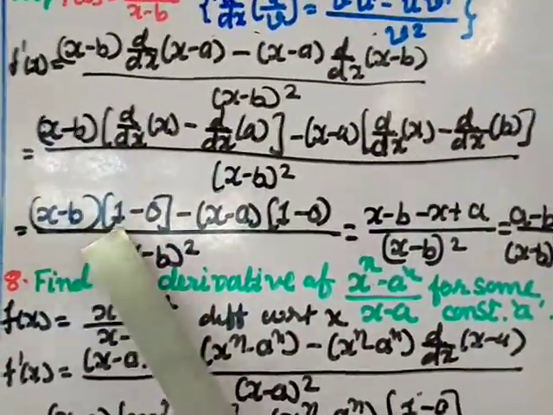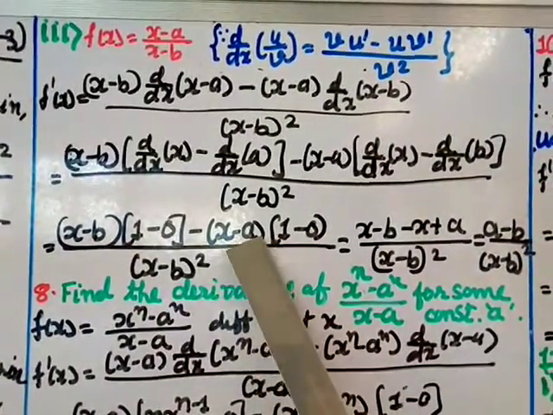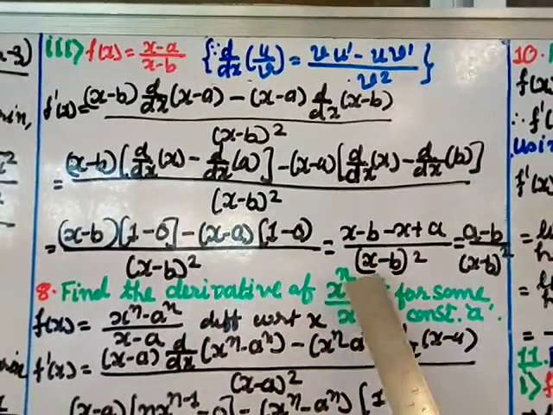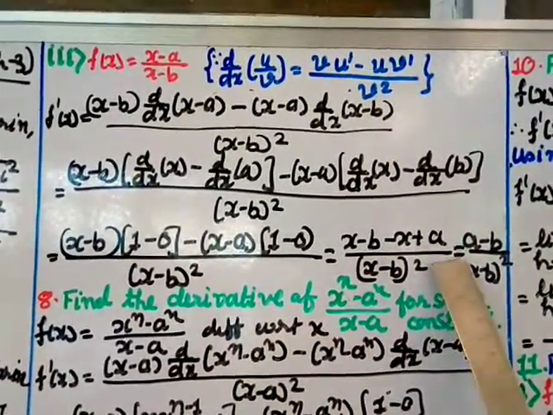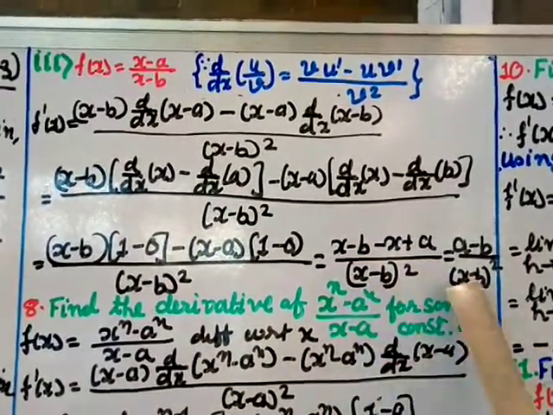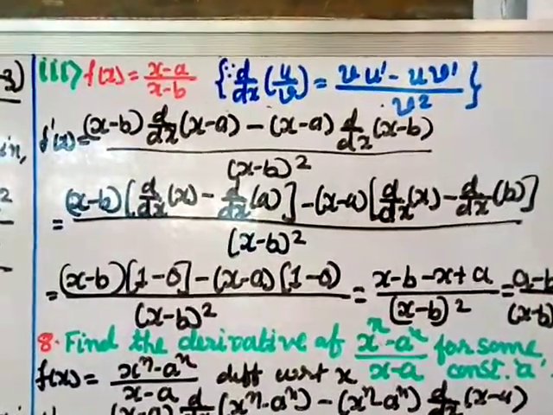So here 1 into x minus b, so you get x minus b, minus 1 into x minus a, so you get minus x, and this minus a becomes plus a. Denominator x minus b whole square as it is, equal to x minus x cancels, here a minus b, divided by x minus b whole square. So that is the solution for Roman number 3.